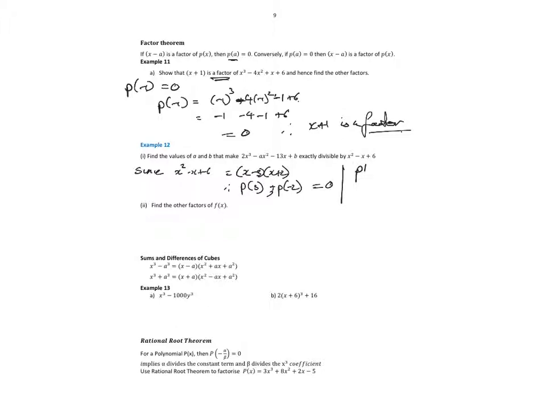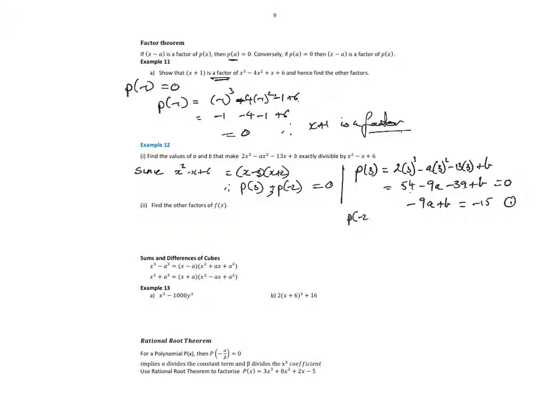So p of 3 is equal to 2 times 3 cubed minus a times 3 squared minus 13 times 3 plus b. 3 cubed is 27, so it's 54 minus 9a minus 39 plus b. That has to be 0. So what if we just call it negative 9a plus b is equal to, well, 54 minus 39 is 15, negative 15. Call that equation 1.